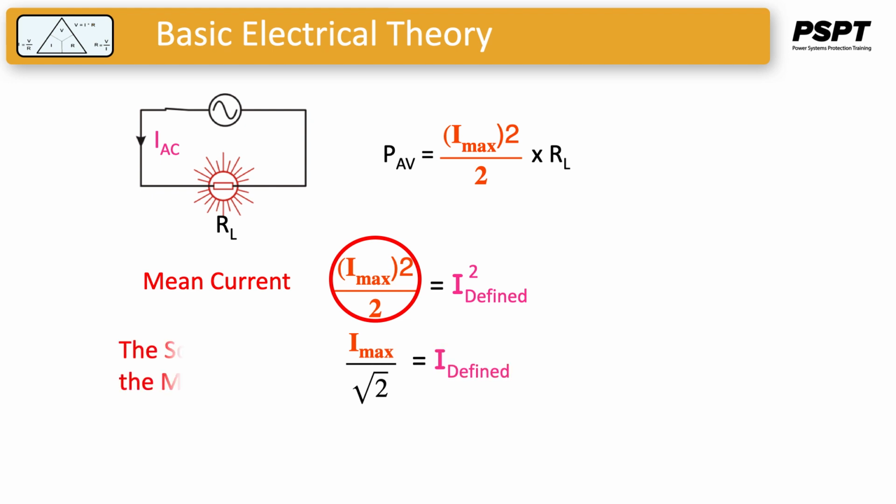Therefore, the square root of the mean current squared equals that defined current. So we just discovered that the value of I defined is equal to I max divided by root 2, and we call this current RMS, or root mean square, and it is 0.707 times the maximum current.